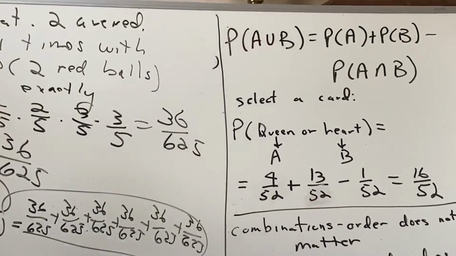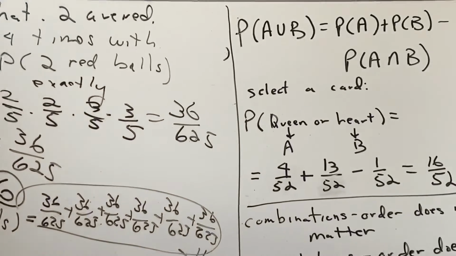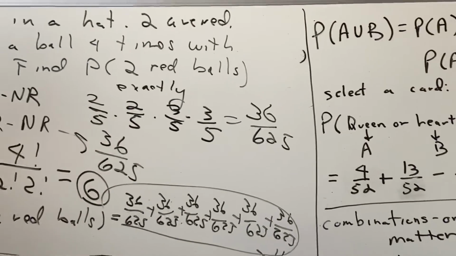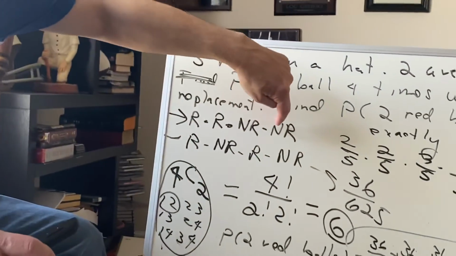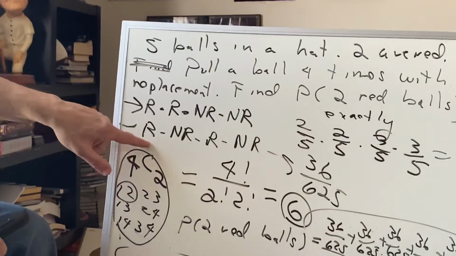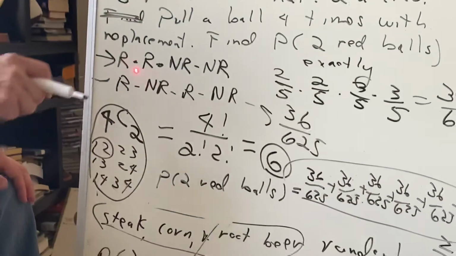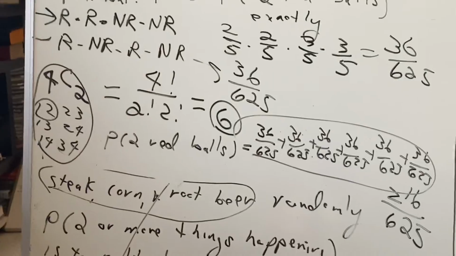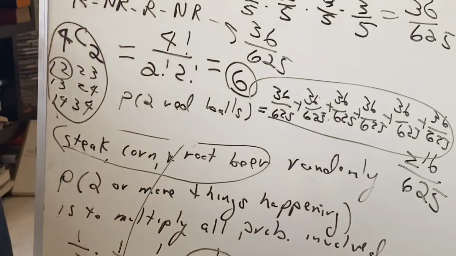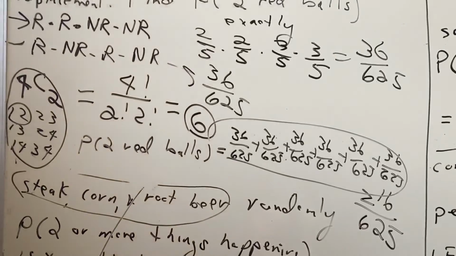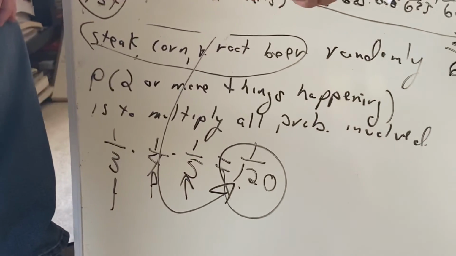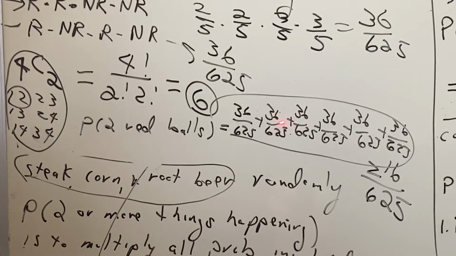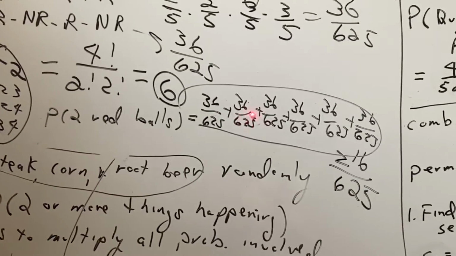Why is this important? Because the event of these 6 things happening, I wrote down 2 of them, they're all mutually exclusive. Because if this happens, RRNRNR, this cannot have happened, right? Or the other things could not have happened. So every time that we write down one of those, they are mutually exclusive with the other 5 possibilities. That allows us to add these numbers outright, the idea of mutually exclusive. It's a little bit tricky to wrap your head around, but that's what this comes down to.